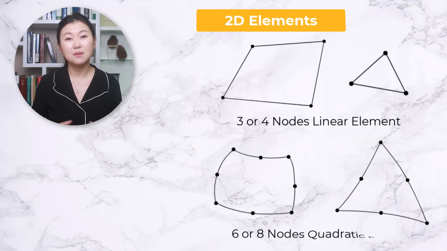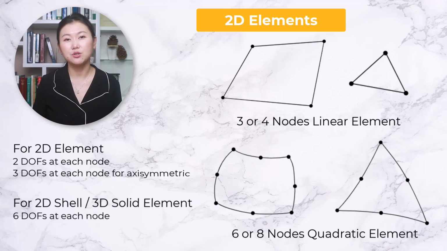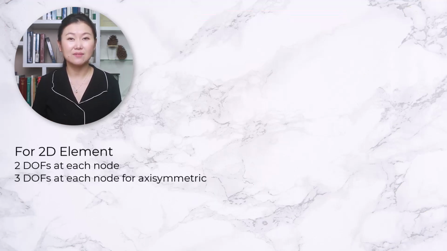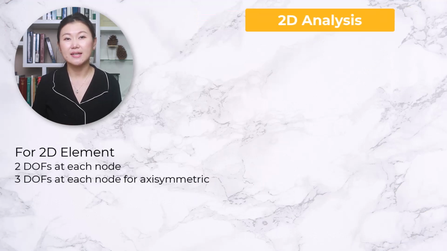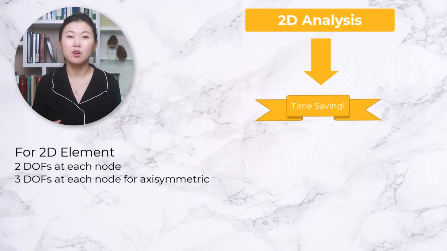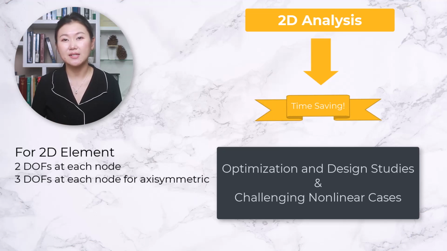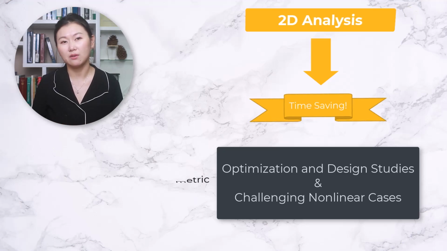We use 2D elements for this analysis that also have fewer degrees of freedom compared to 2D shell elements or 3D solid elements. Due to these advantages, 2D analysis can save us considerable time in optimization or design studies, as well as challenging nonlinear cases where hundreds of cases or iterations may need to be solved.